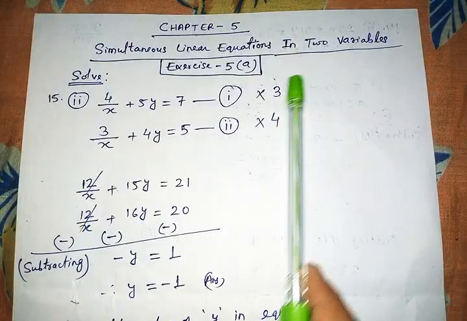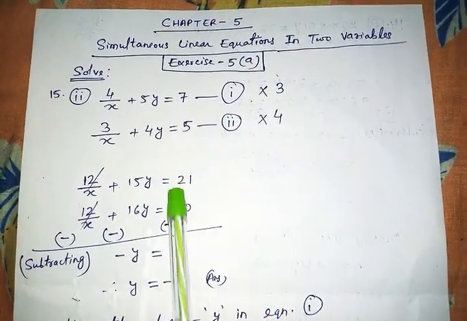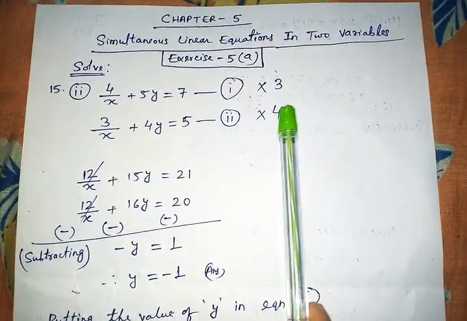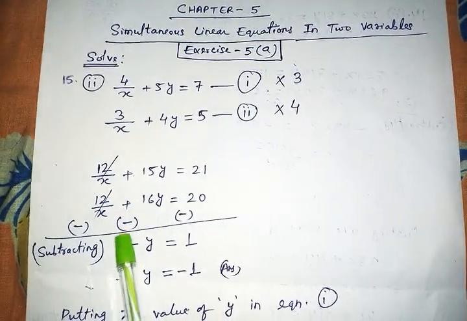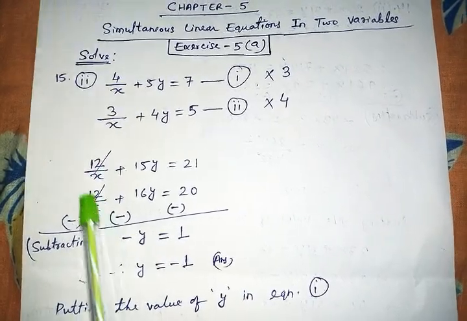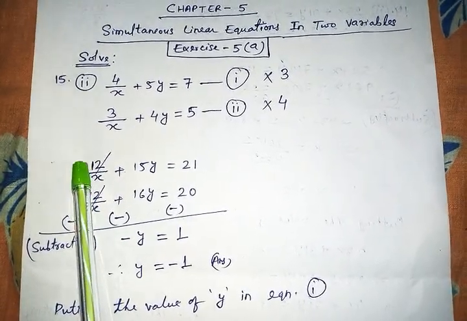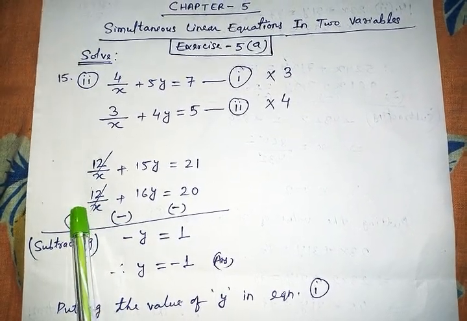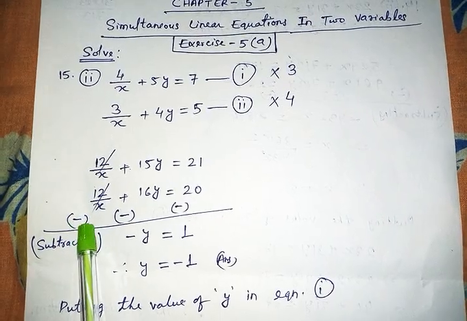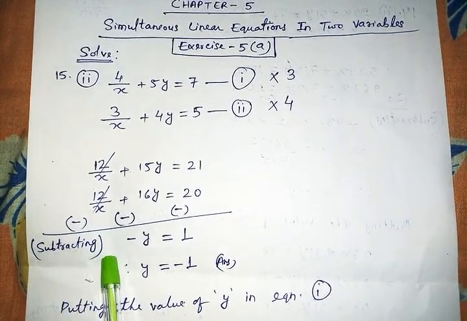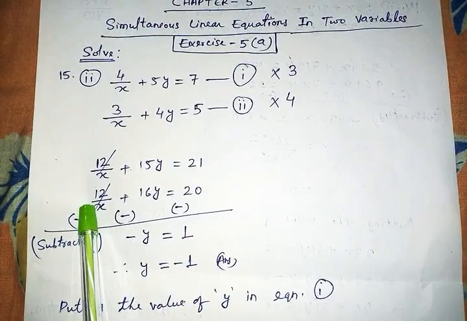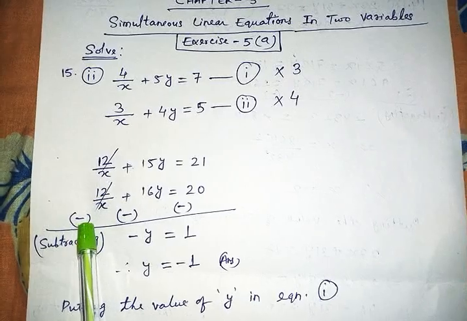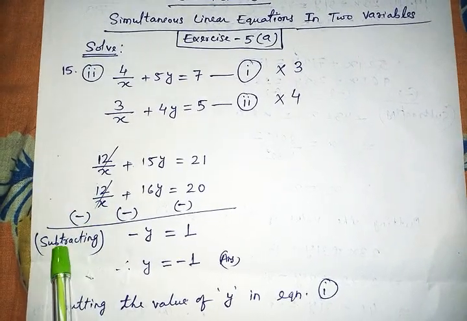3 4s are 12 by x, 3 5s are 15y, 3 7s are 21, and 4 3s are 12 by x, 4 4s are 16y, and 4 5s are 20. But here both the terms are positive. When both terms are equal but positive, we cannot cancel. In order to make it negative, we have to subtract. Had it been plus and minus, we would automatically add. But when we want to change the sign, then we have to subtract.